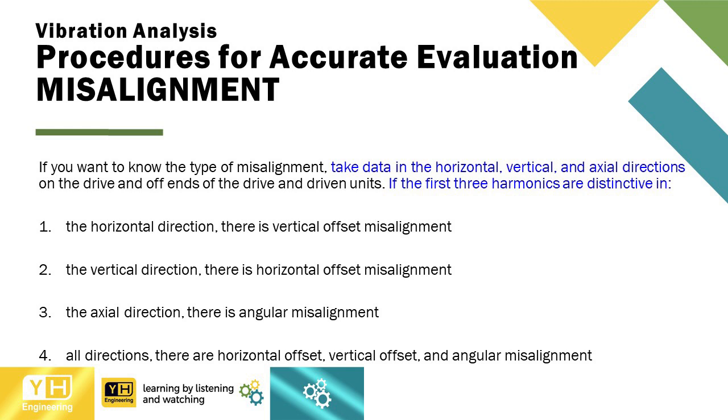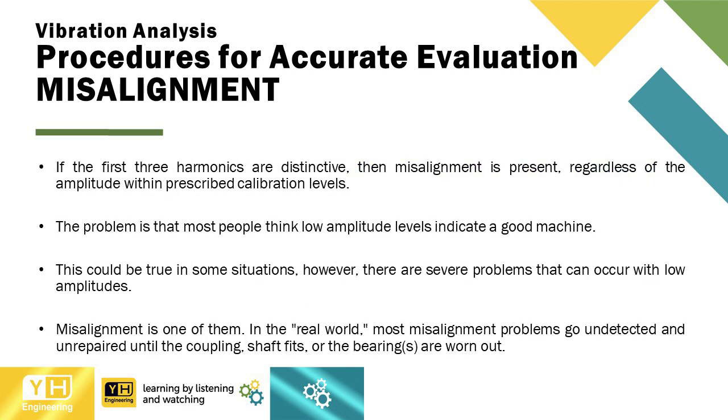If the first three harmonics are distinctive in: 1. The horizontal direction, there is vertical offset misalignment. 2. The vertical direction, there is horizontal offset misalignment. 3. The axial direction, there is angular misalignment. And 4. All directions, there are horizontal offset, vertical offset, and angular misalignment. If the first three harmonics are distinctive, then misalignment is present, regardless of the amplitude within prescribed calibration levels.